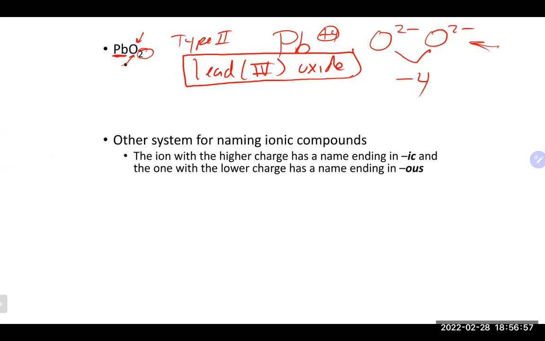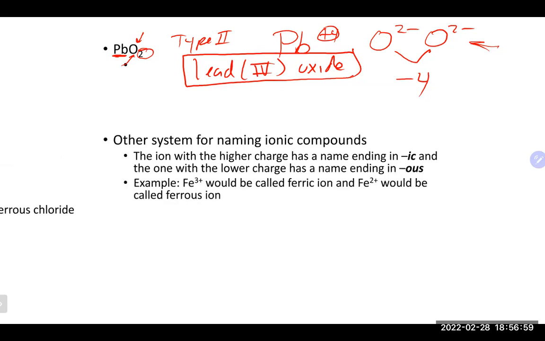Okay. Now, there is sort of an older way of naming, which we're really not going to use here, with root names and stuff like that, where they don't use Roman numerals. But you'll sometimes still see names like ferric chloride, which is iron(III) chloride, and ferrous chloride, which is iron(II) chloride.